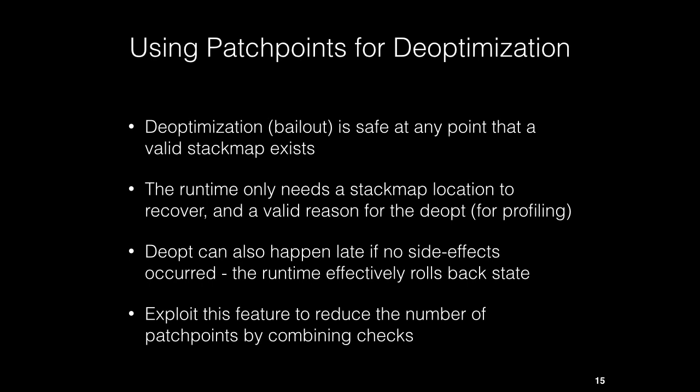OK, so I've showed you some examples of how to use patch point for de-optimization. If you know you're using a patch point for de-optimization, there are some interesting semantics that can be exploited. So for example, in the example I showed you before, what if that type check passed? Well, it's still safe to do the optimization. It's just not optimal. So in general, doing the de-optimization is safe at any point as long as the runtime has a stack map for that location, and usually wants a reason for the deopt so it can profile that.